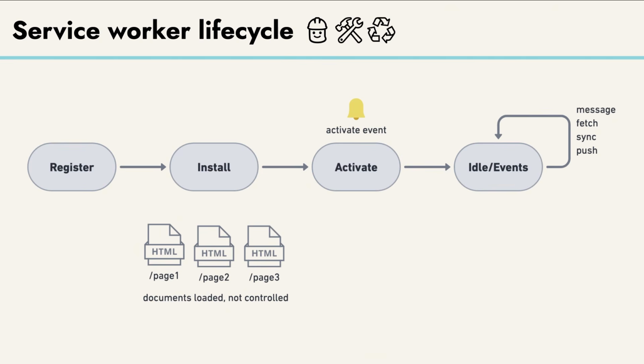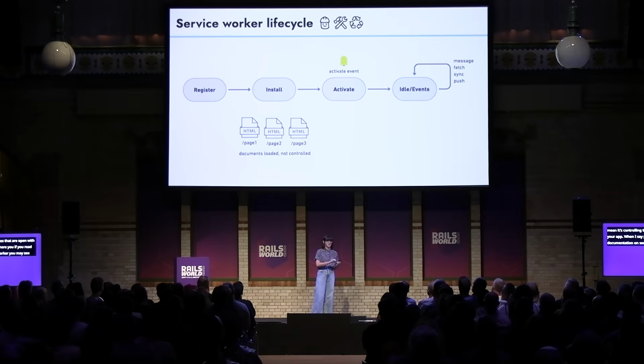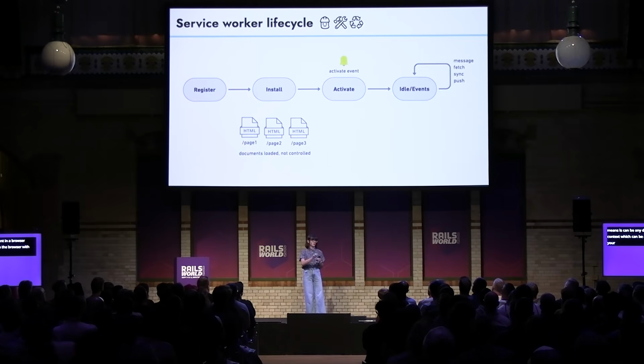When I say pages here, if you read documentation on service worker, you may see in this referral clients, pages, documents. What this means is it can be any document in a browser context, which can be a tab in the browser with your app loaded, a web view in Android or in iOS. All those are documents, clients, pages. And so you have a service worker per origin and scope, and it controls all those pages.